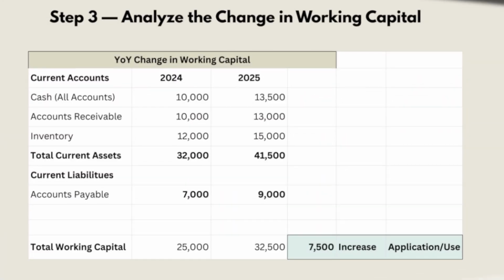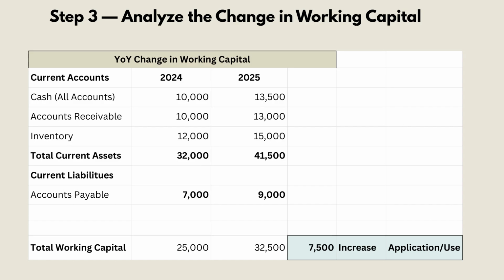Step 3. Analyze the change in working capital. Now let's see what happened to working capital between 2024 and 2025. 2024 working capital: we have total current assets, 10,000 plus 10,000 plus 12,000 equals 32,000, less accounts payable of $7,000. We have working capital for 2024 of $32,000 minus $7,000 equals $25,000.